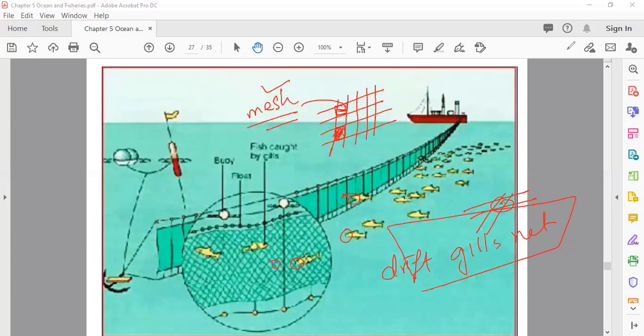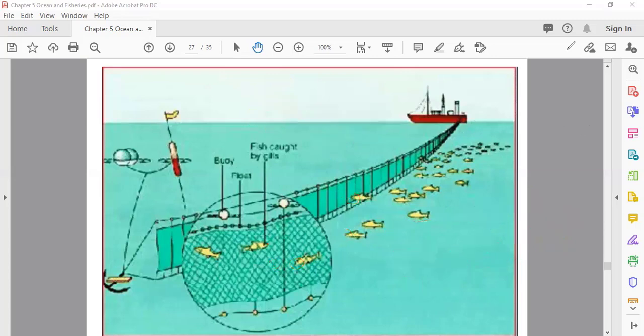Is it clear, everyone? Yes, Khalafullah, Leen, Miral, is it clear how they catch the fish? Yes. Okay. Yes. Thank you. Sorry, say again. Repeat again. Okay, no problem.